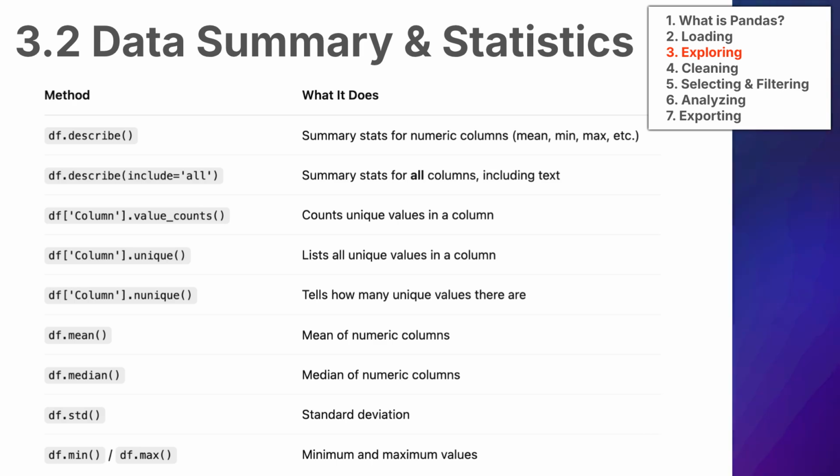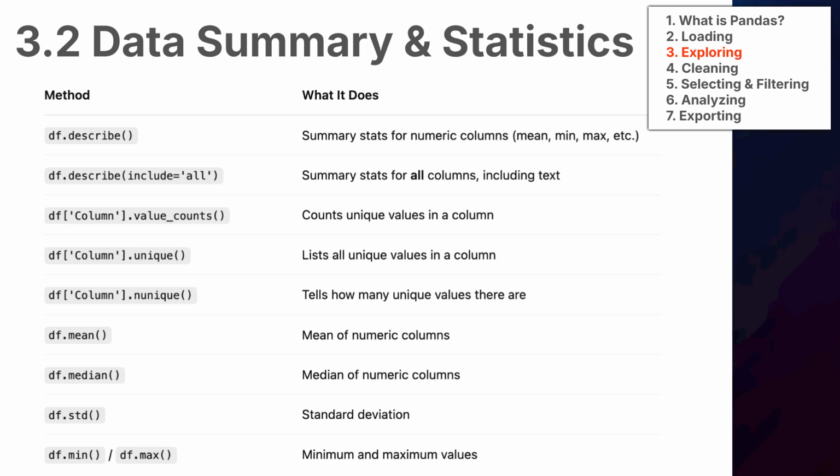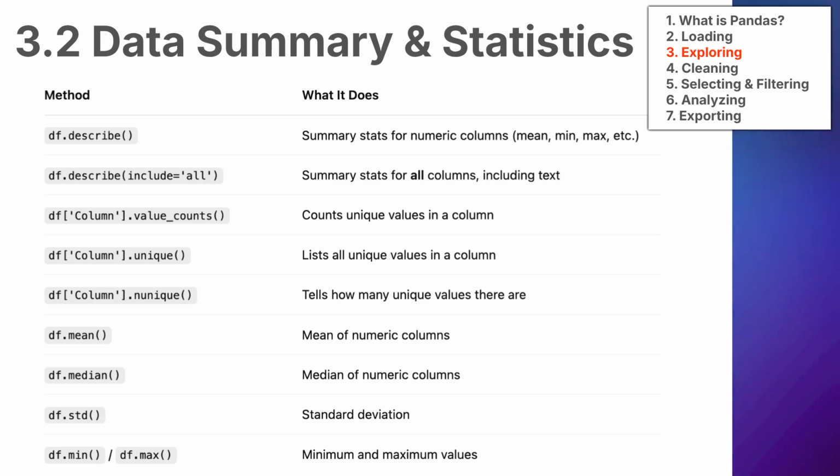Mean gives the average of each numeric column. Median gives the middle value of numeric columns. This is useful when you want to avoid the effect of extreme values, like one super high or low score.